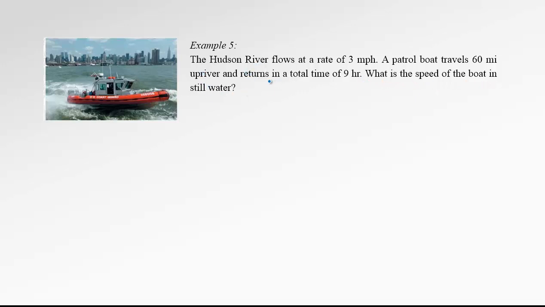Anytime we work with a motion problem, it's a good idea to fill the information in a table that starts with the golden rule: rate times time equals distance. We have two parts of the trip, upriver and return, downriver. So the first row refers to the upriver part, and the second row will refer to the downriver part of the trip. So let's see what the question asks for. What is the speed of the boat in still water?